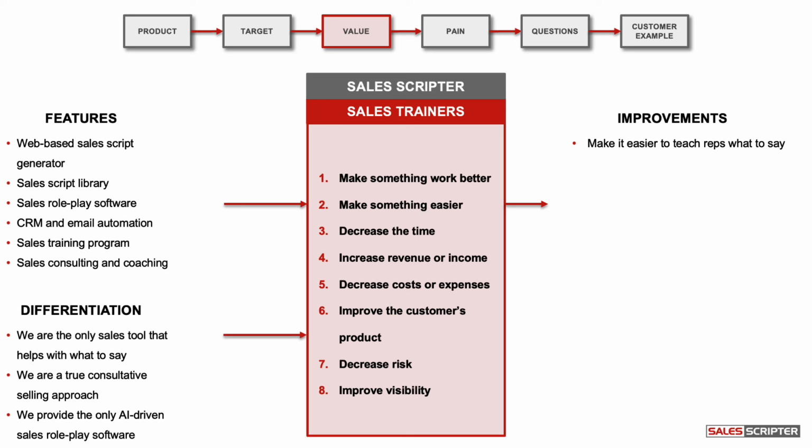So when sales trainers use our software, it can help them to make it easier to teach the reps that they train what to say. It can help them to decrease the new hire ramp-up time when they're hiring new sales reps. It can help them to improve the performance for every rep on the team. And I could likely go on to brainstorm additional improvements and value points, but I'm going to keep it just at 3 so that we can move on and move through these different steps.